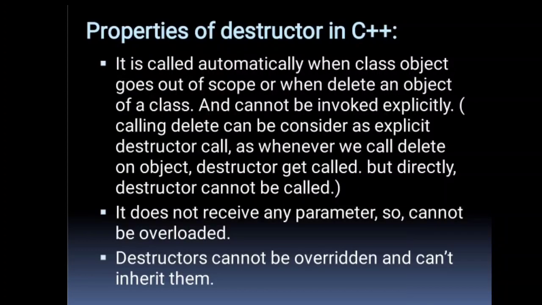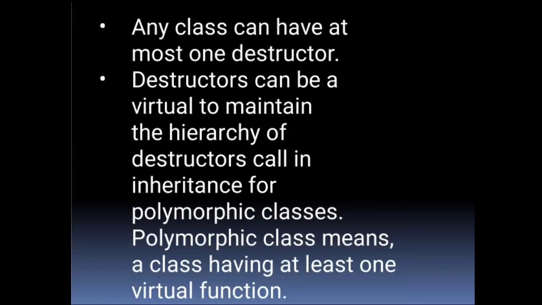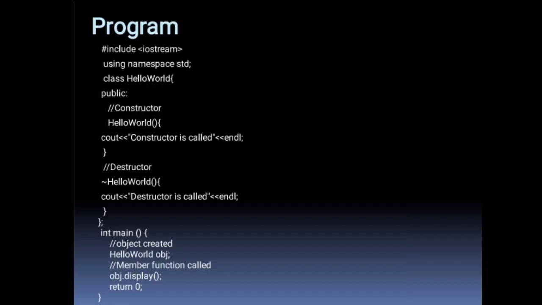It does not receive any parameters, so it cannot be overloaded. A destructor can be overridden and can't be inherited. Any class can have at most one destructor. A destructor can be virtual to maintain the hierarchy of destructor calls in inheritance, for polymorphic classes, meaning a class having at least one virtual function. இப்போ வந்து டிஸ்ட்ரக்டரோட எக்ஸாம்பிள் ப்ரோக்ராம் பார்க்குறோம்.